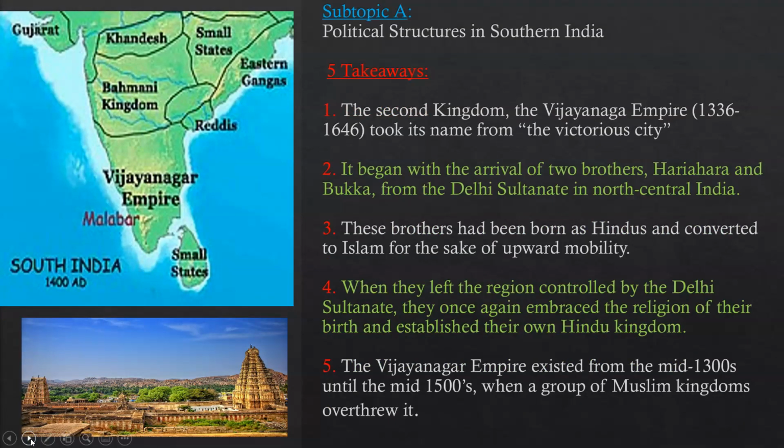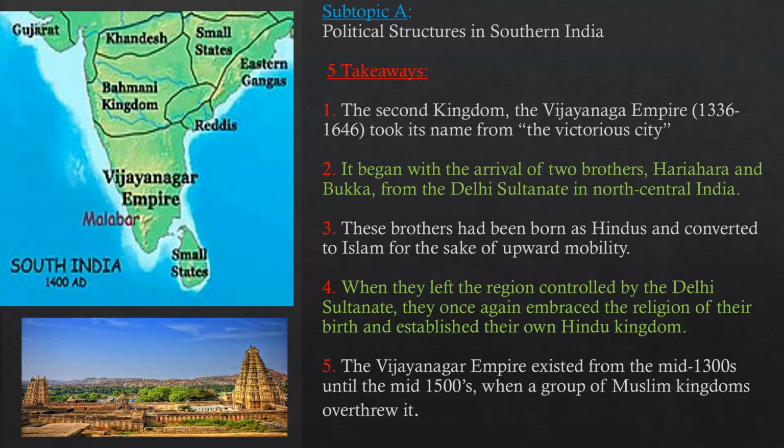Okay, please look at the maps. I got 5 takeaways for you. The second kingdom, Vijayanagara, took its name from the victorious city. It began with the arrival of 2 brothers, Harihara and Bukka, from the Delhi Sultanate in north-central India. This causes a lot of confusion with these brothers, so pay attention, because they kind of do a double switch. They're born Hindus. Then they convert to Islam, but they didn't convert for spiritual or religious reasons.